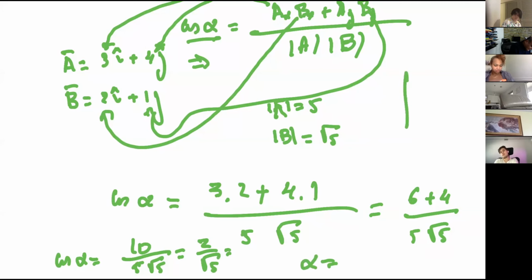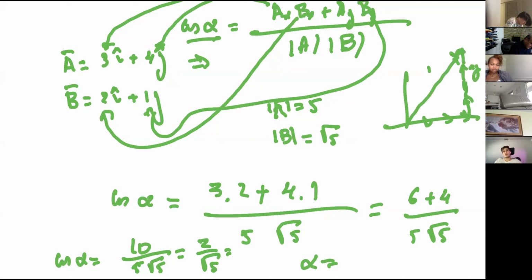So alpha is the angle that, if you represent A, 3i plus 4j, this is the vector A. And the vector B is 2i plus 1j. This is the vector B. If you represent A and B, there is an angle here. This angle is this one. Okay? Clear? So that is it. It's so easy.